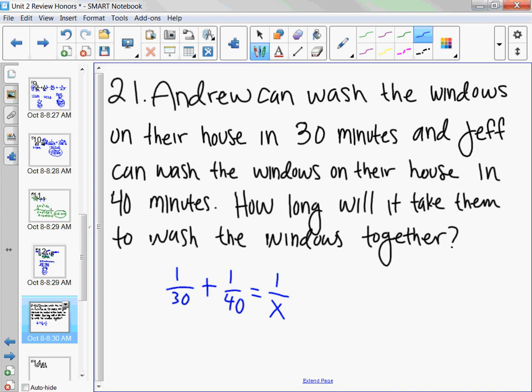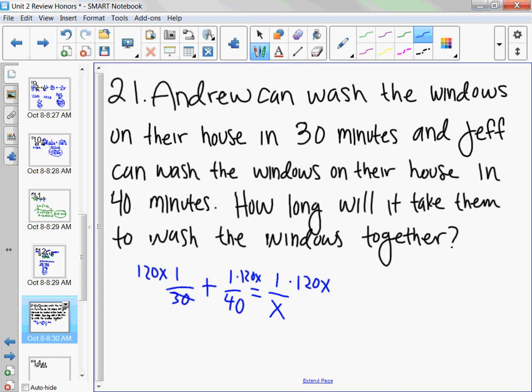I can see that my least common denominator, the smallest number that 30 and 40 go into, is going to be 120, I believe. So I can multiply both sides by 120x, solving a rational equation.